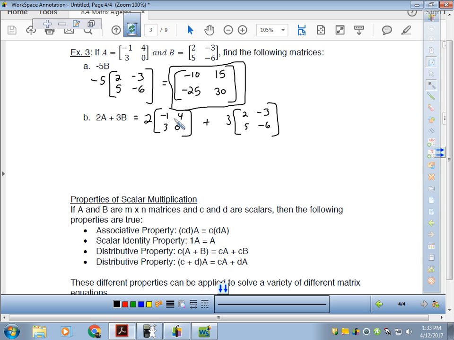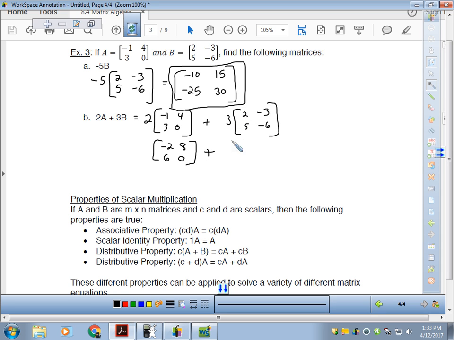You would start by doing the scalar multiplication. So for this first one, we multiply the 2 in. So 2 times negative 1 is negative 2. 2 times 4 is 8. 2 times 3 is 6. 2 times 0 is 0.